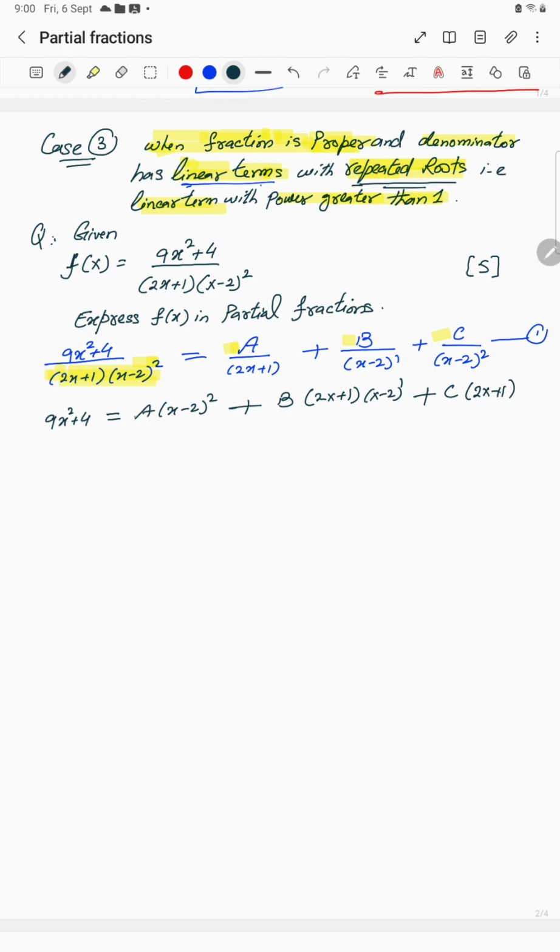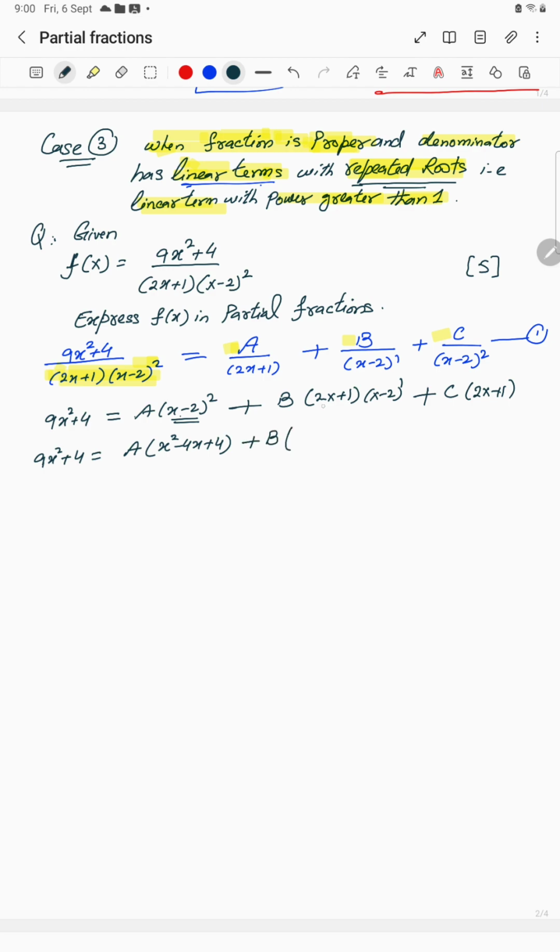And for such repeated roots, I would like to expand the results like this: 9x square plus 4 is equal to A times (x minus 2) whole square. The identity can be applied: x square minus 4x plus 4. And if you forget the identity, multiply x minus 2 two times to get this result.